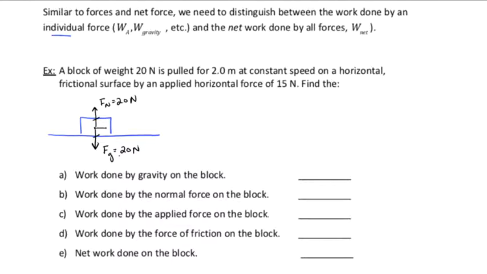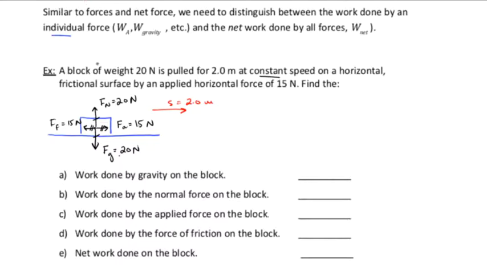We have an applied force of 15 newtons, and again, because it's moving at constant speed, not accelerating, that means that we must have a frictional force of 15 newtons in the opposite direction. So there's our free body diagram. We're also moving through a displacement of 2 meters.